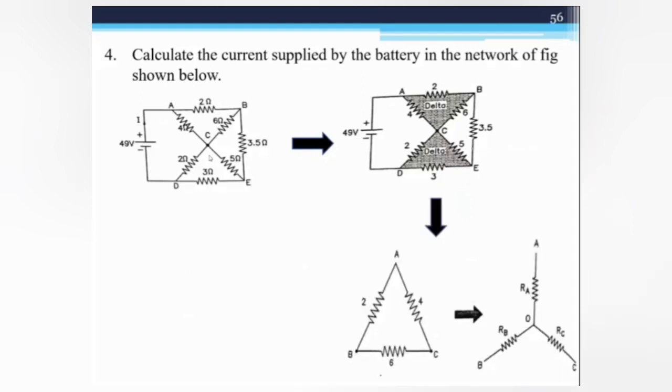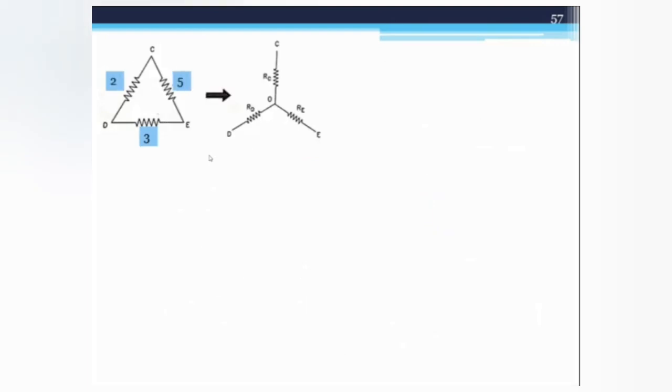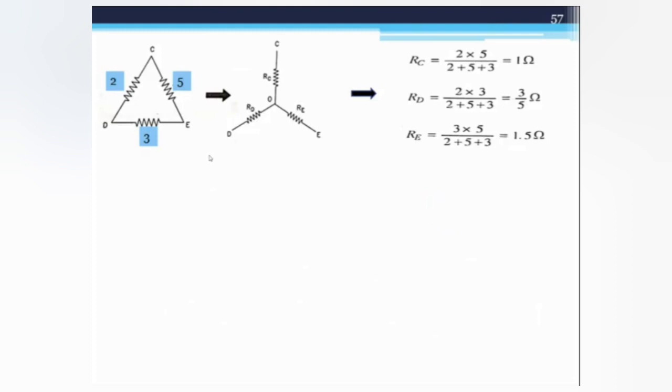So this is your ABC into the star form, RA, RB and RC. So RA equal to RAB into RAC divided by RAB plus RBC plus RCA. So we get RA equal to 2 by 3, RB equal to 1 and RC equal to 2. Now we convert the delta DCE into the star form and find the values of RD, RC and RE, right? So again RC equal to RCD into RCE upon RCD plus RDE plus RCE. So when we put those values, we got RC equal to 1 ohm, RD equal to 3 by 5 ohm and RE equal to 1.5 ohm.